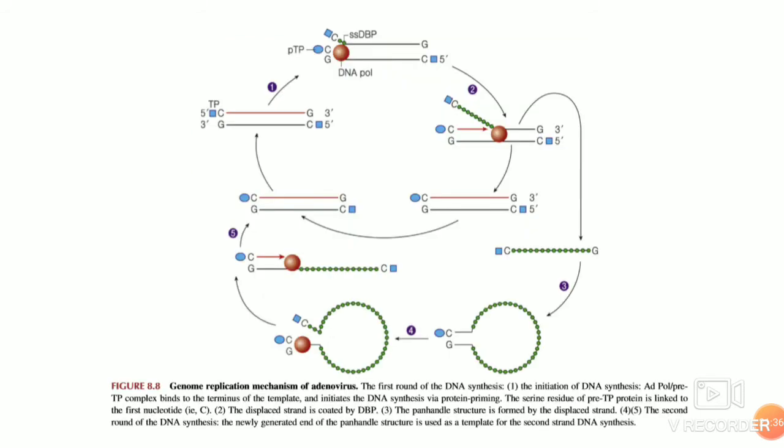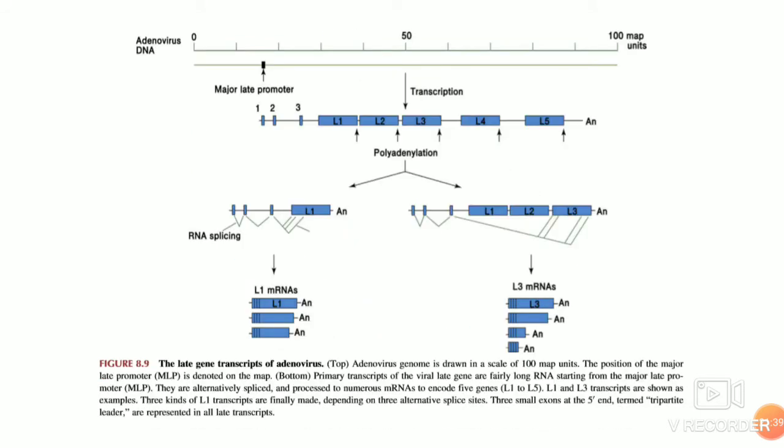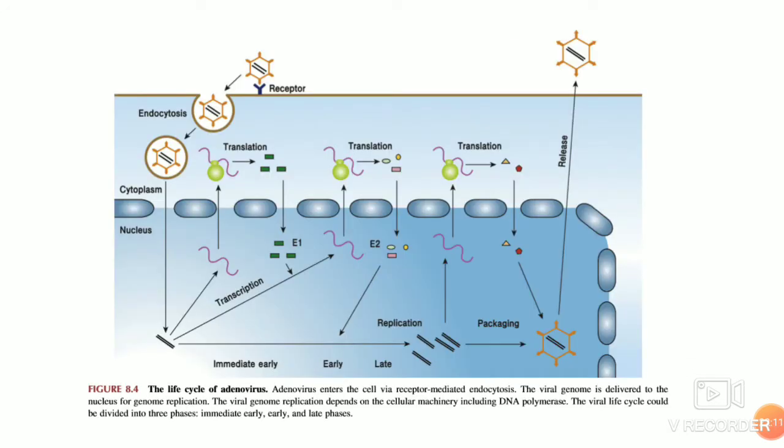Now, once the DNA is synthesized, there is expression of the late transcript. There is only one promoter, the major late promoter, which encodes a large mRNA that is alternatively spliced and polyadenylated, yielding numerous transcripts. As a result, five major groups of transcripts from L1 to L5 are accumulated in the cytoplasm and translated into structural proteins, which are the building blocks for the capsid, including the protein core, hexons, and fibers. The next is the assembly and release.